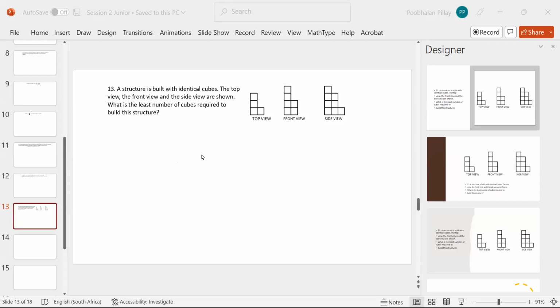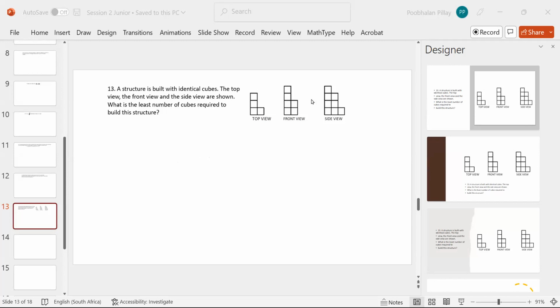This is going to be the last problem. A structure is built with identical cubes. The top view, the front view, and the side view are shown. What is the least number of cubes required to build this structure?